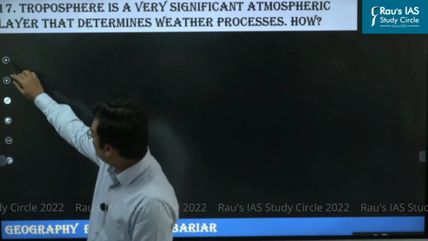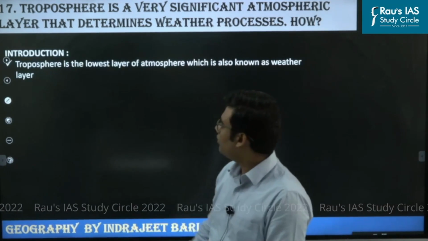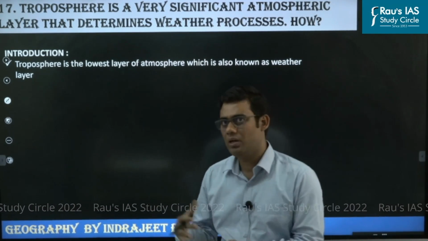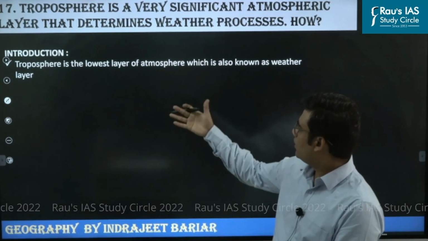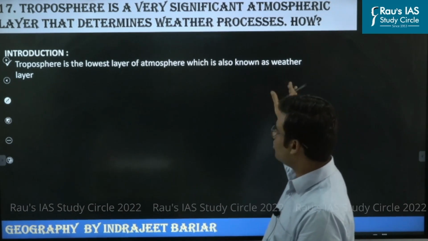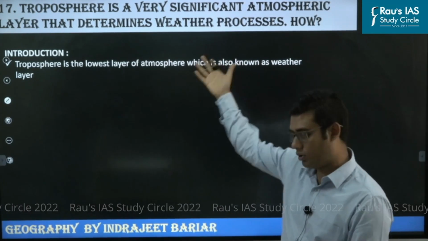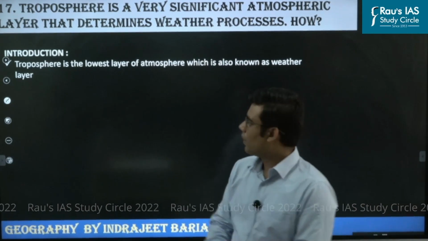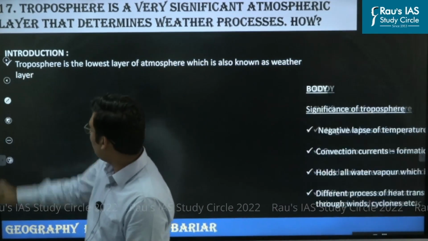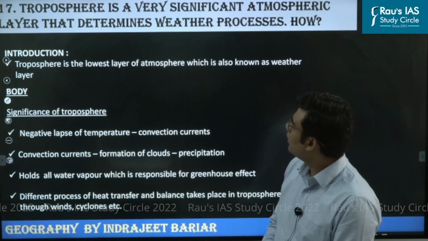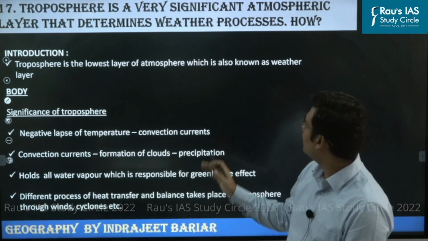To deal with this particular question, first, in the introduction, we would be writing some information about the troposphere. Let's say, for example, the troposphere is the lowest layer of the atmosphere, which is also known as the weather layer. I have made this mention because this is exactly what the question is asking. When we move on to the main part of the answer, we have been asked the significance of this layer.